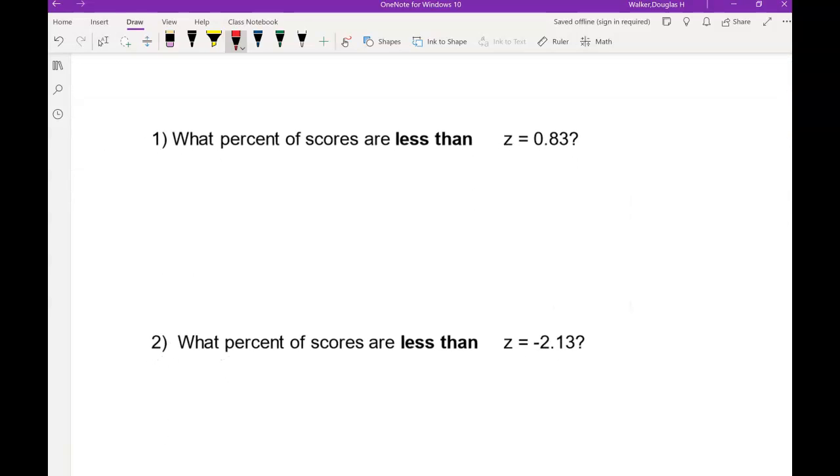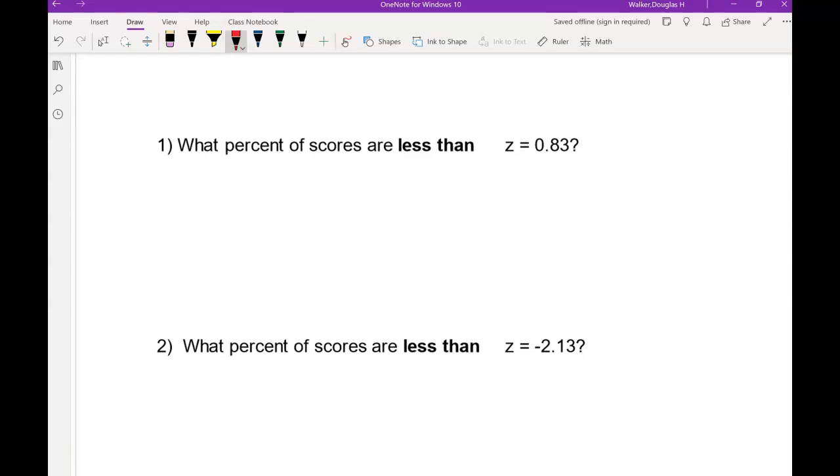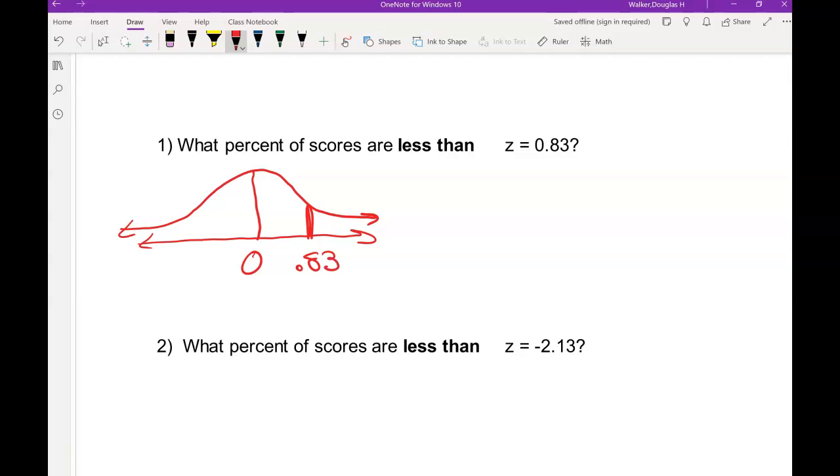So number 1 here: what percent of scores are less than a z of 0.83 on the normal distribution? Now you don't have to draw the little sketch. I always like to do this. It helps me visualize exactly what I'm looking for. If you do a sketch, it doesn't even have to be neat. This one's kind of sloppy. But 0.83 is bigger than 0, so that's to the right of 0. And I want to know what percent are less. So that's to the left of 0.83 on my curve.